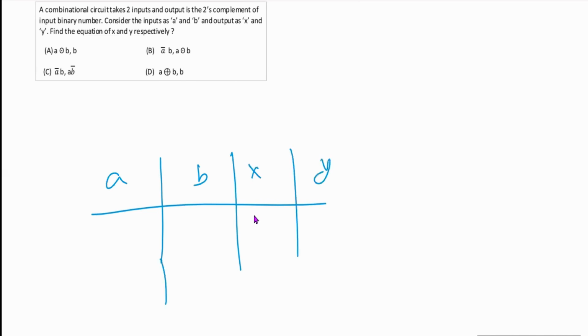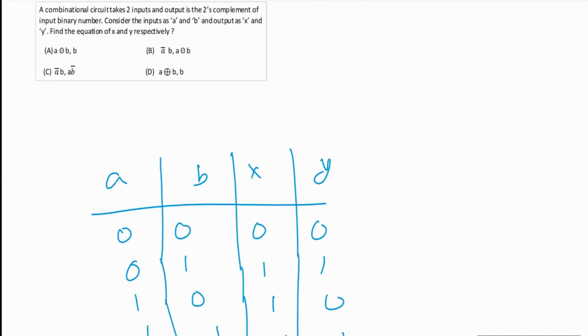Okay, so if I am taking 0 0 here, the 2's complement of 0 0 is 0 0. If I am taking 0 1, 2's complement of this one is 1 1. If I am taking 1 0, 2's complement of this one is 1 0. If I am taking 1 1, the 2's complement is 0 1. Okay, so this is my truth table for this one, and from this truth table I can easily represent the expression of x and expression of y by seeing this one.